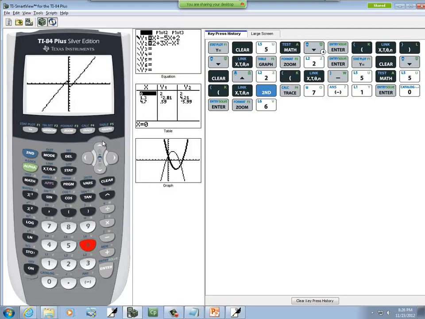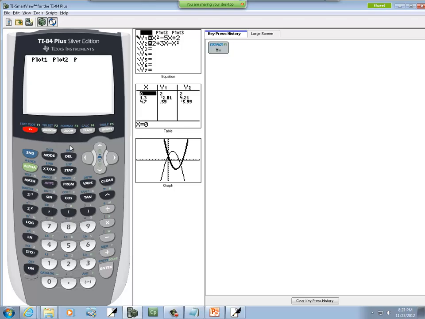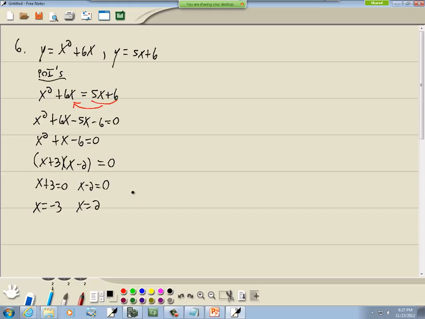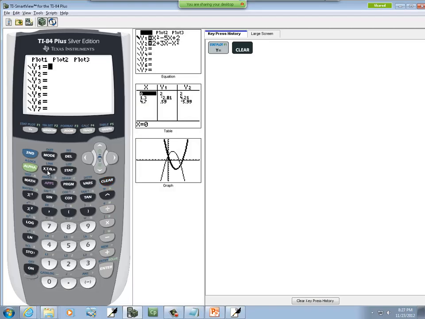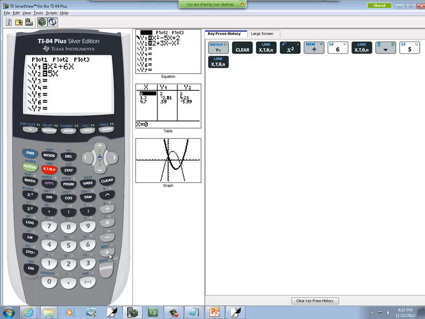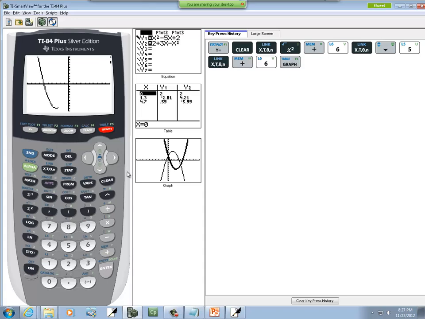Very quick check you can do to verify that. Just graph them. See if they look like they intersect there. So on y1, I'll put x squared plus 6x. Down arrow to y2, and on y2 I want 5x plus 6. You may have to press clear to clear out whatever's on that line if you have something there. And then press graph. Here's our first one, our x squared, and there's our second one. Negative 3 and 2. Can't see the top part, but I assume that's probably correct. Looks reasonable anyway.